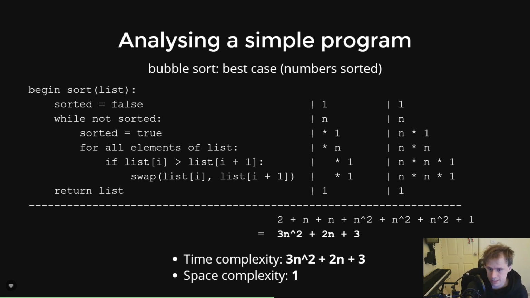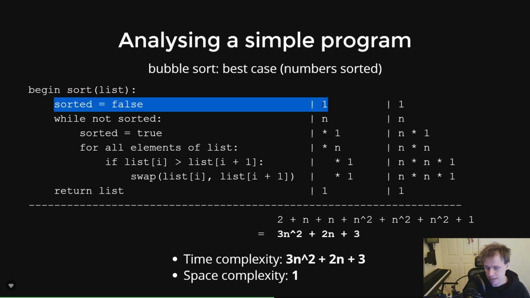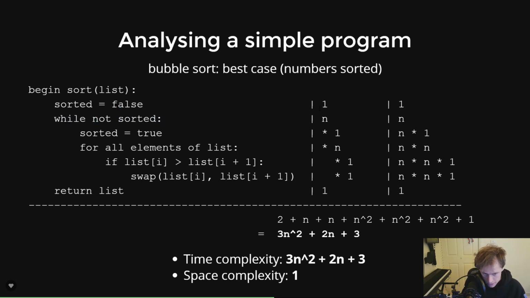Sorting is a great example, because you might sort 10 numbers, 100 numbers, 1,000 numbers, a billion numbers, whatever. And you can see here what I've done is I've asked how many operations each line takes to execute, right? That's the question. This first line here, sorted equals false, is one operation. It's just an assignment, so I put a one next to it. The next line, while not sorted.